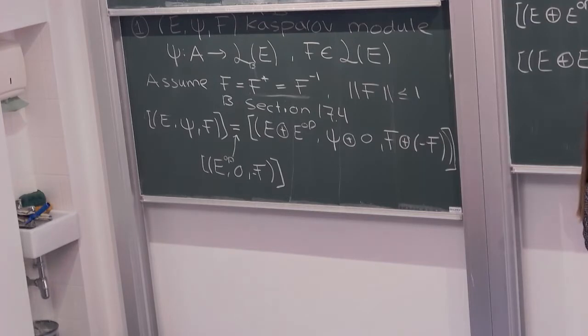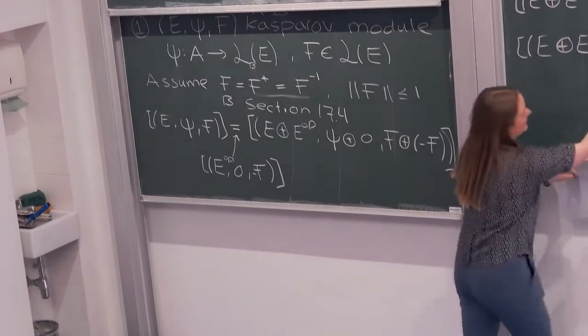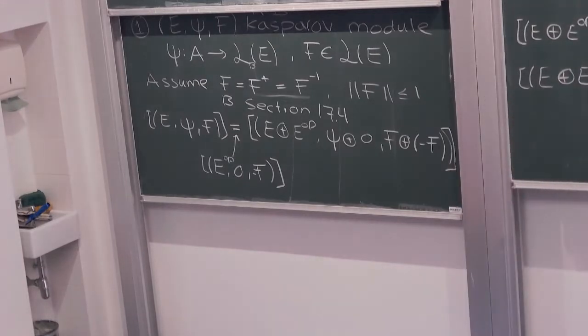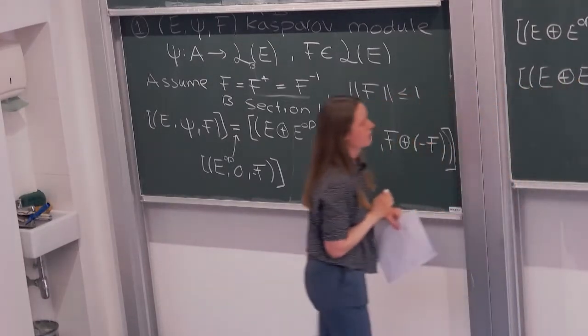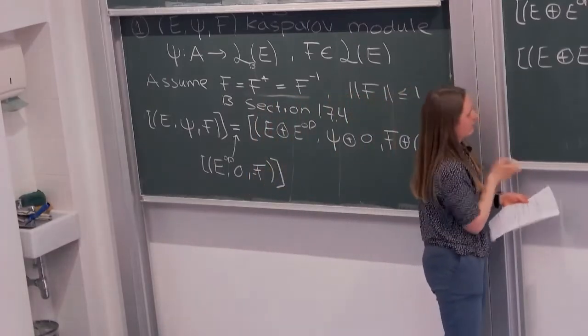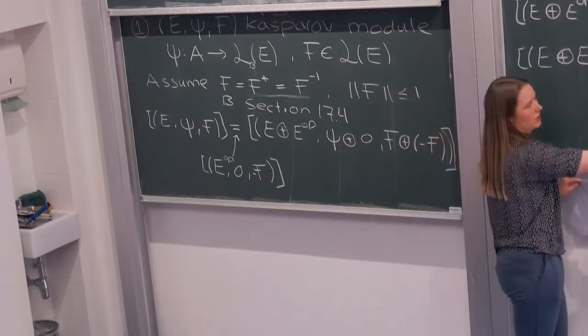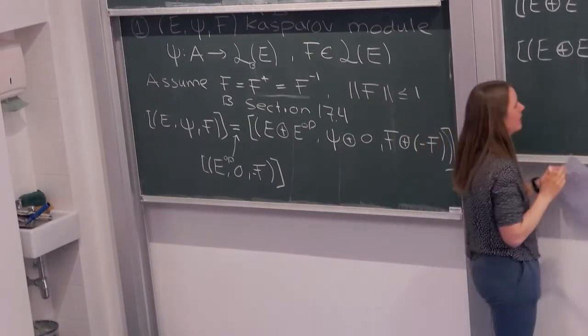Some psi prime 0, 1, 0. So this psi prime here is just, instead of writing the same, but for some star homomorphism psi prime. Okay.